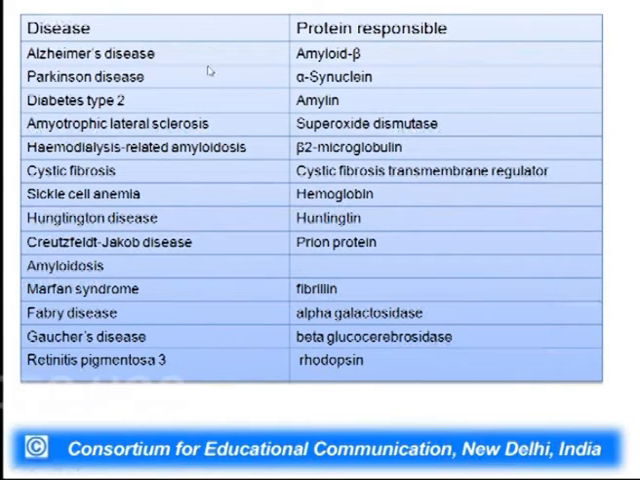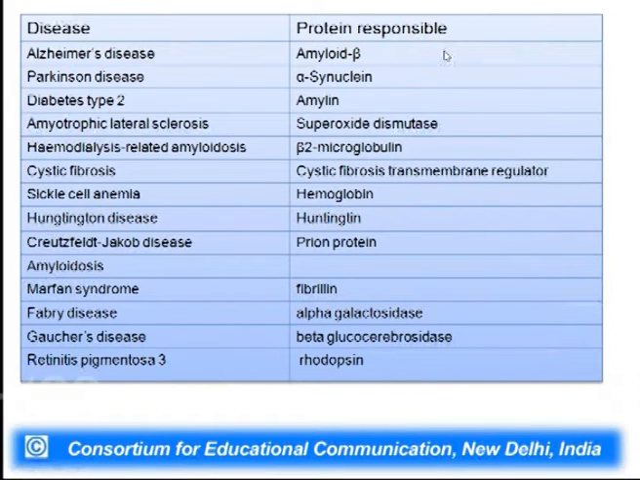So, you have these diseases and there are the proteins that are responsible for them. This list can be helpful for you to remember what disease is caused by the responsible protein, the aggregation or maybe loss of function or loss of proper trafficking of the particular protein. So, it is not indicating the function which is lost, but this table is indicating the diseases and the proteins that are responsible for them.